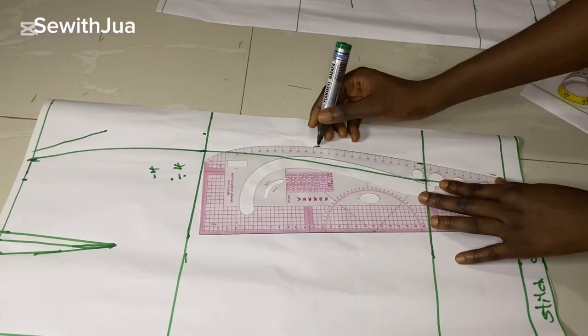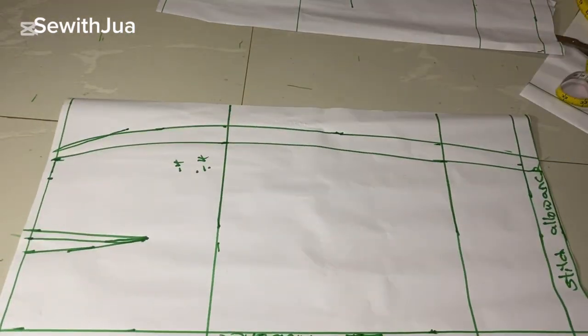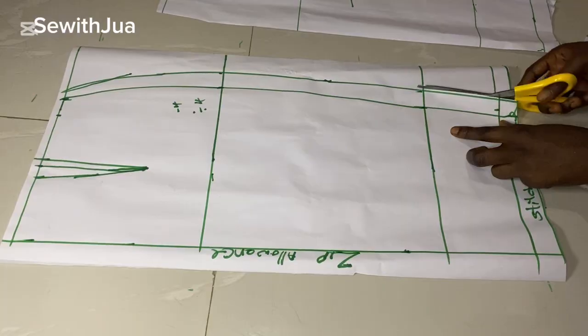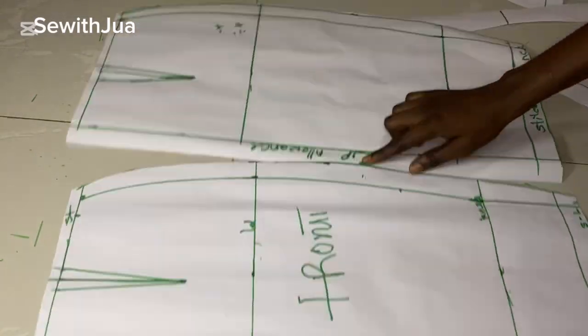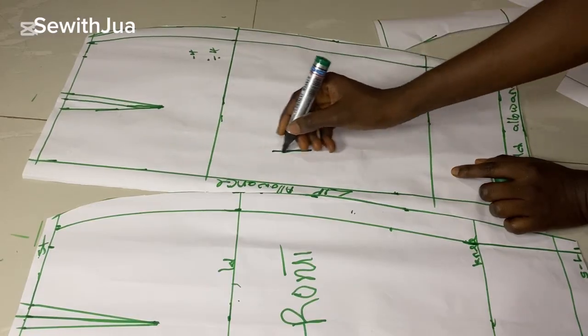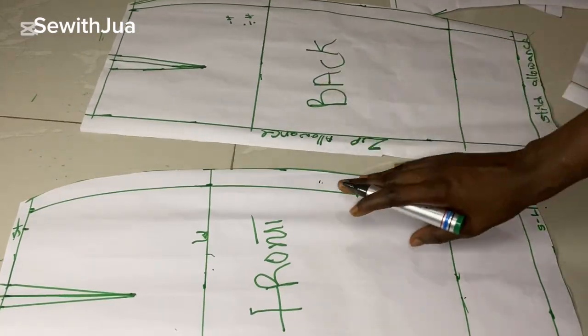If you can draft this well, if you are good at drafting these basic bodies, you can literally sew the majority of the skirts out there because it's the same pattern, just with some little modification here and there. These are our back and our front.